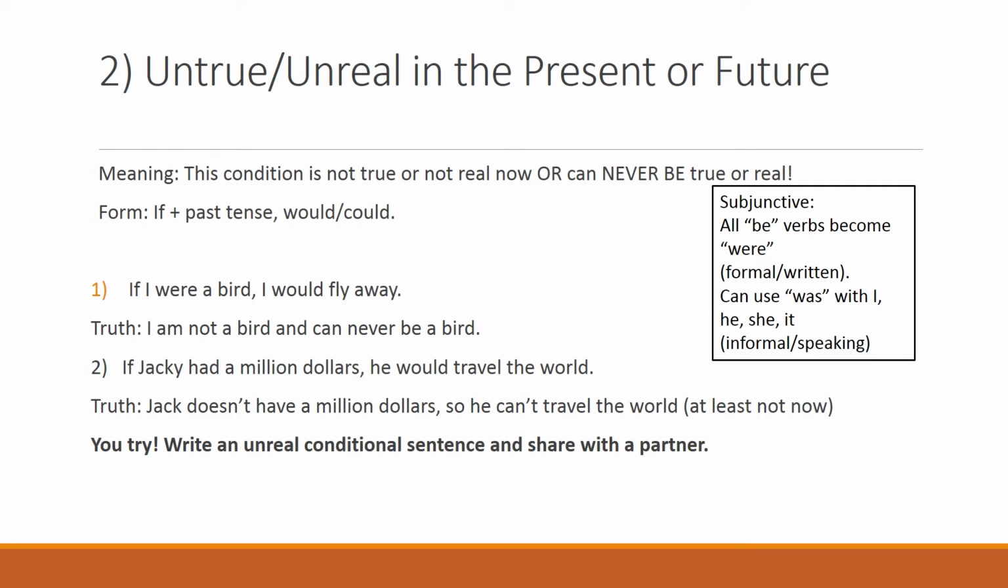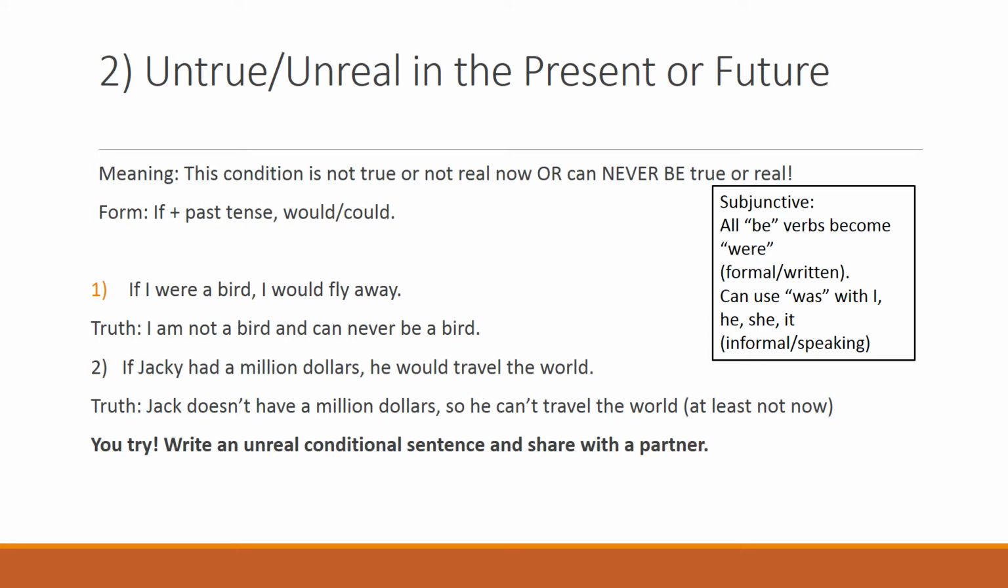I know you learned before when you use simple past tense for he, she, it, we use was, but actually in this type of grammar, we use were for all the subjects. I were, you were, he were, she were, it were, they were, we were. I know it sounds a little weird in the beginning, but you'll get used to it. In informal speaking, we can say if I was or if he, she, it was, but the best answer is to use were with all the subjects.